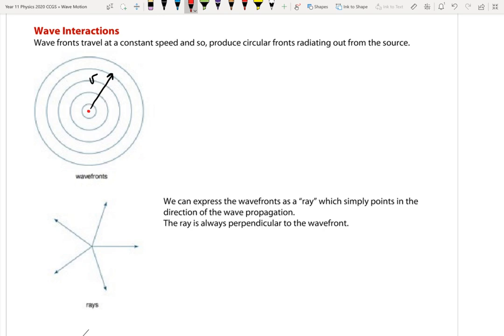If the disturbance is periodic, meaning it's occurring at a constant frequency, then every wavefront will travel a wavelength in the period of one wave. So basically I'm explaining v equals f lambda. If v is constant and f is constant, then lambda must also be a constant.